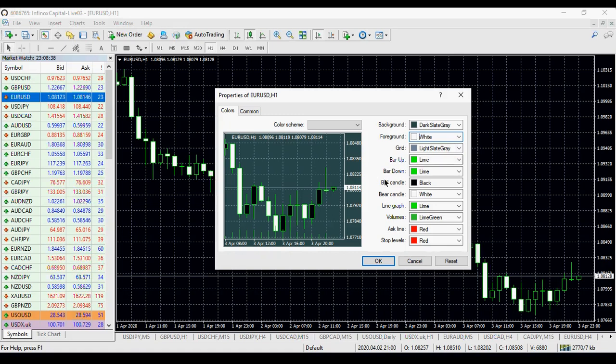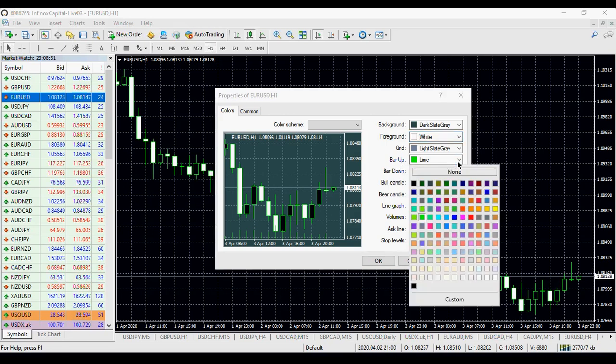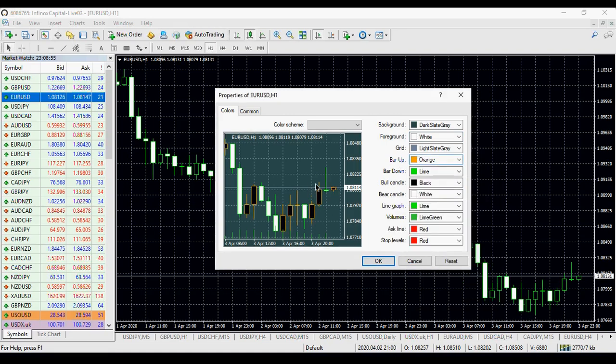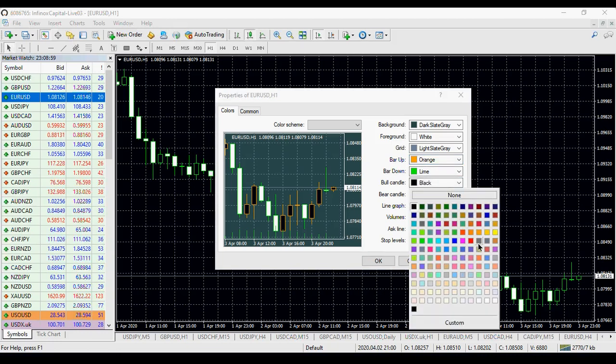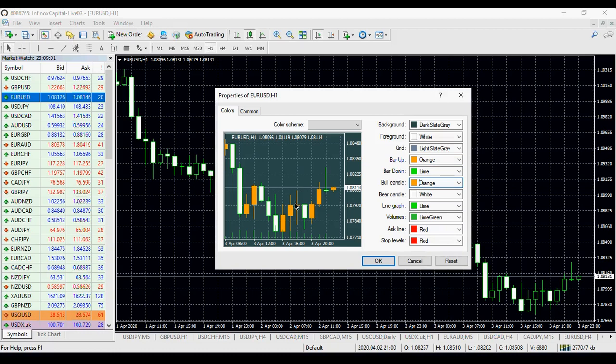Okay, my bar up, that's my candlestick. This bar up and bar down. Bull candle, bear candle. Okay, we'll get to that. Bull candle is the candles going up, as well as the bar up. Now, bar up, you see what will change when I change it. I want this color. You can see this color is changing. And then the bull candle, which is the same one, I want it as the same color, so you can see that's the bull candle.